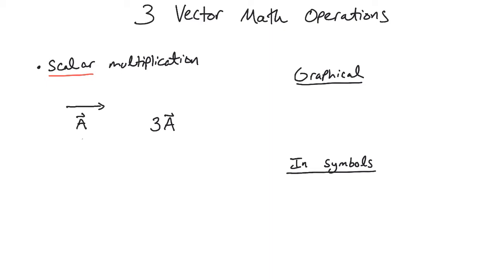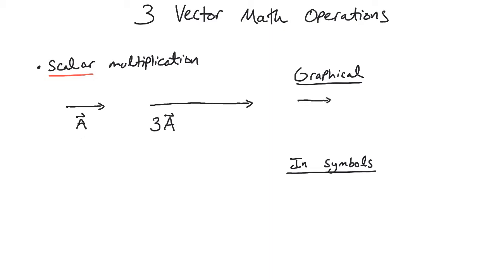So hopefully pretty intuitive for you. You should have drawn an arrow like this. That was about 3 times, or exactly 3 times as long, and pointing in the same direction as vector A. Now, how does that show up in a graphical way? Well, it would look something like this.